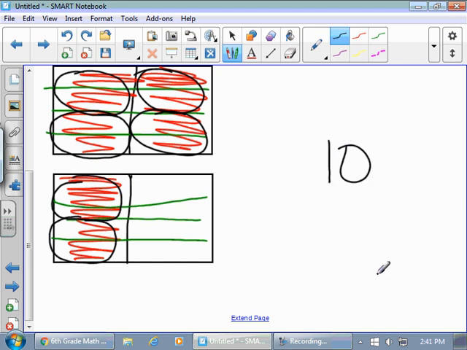So I have a 10 as a whole number. Did I have anything left over? No. So that would be 0 over 2, right? Do I need a 0 over 2? No. So really, my answer is 10 complete groups.